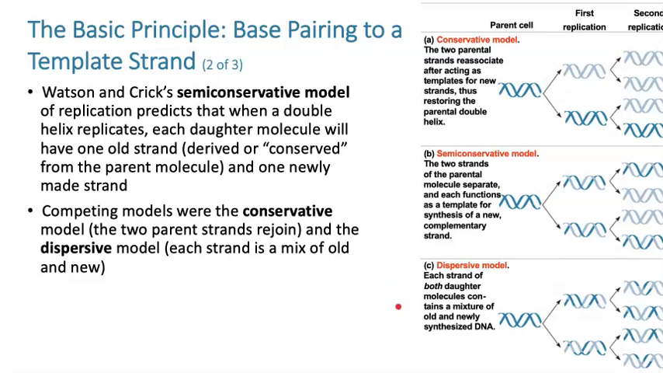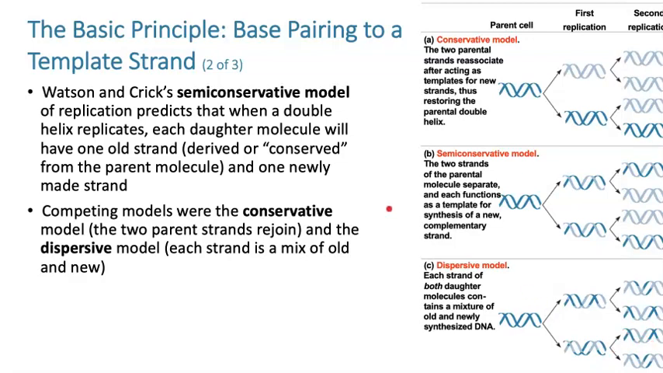There was another hypothesis that we call the dispersive model. And what this said is that each strand of both daughter molecules contain a little bit of daughter strand and a little bit of parent strand. So that's the dispersive model. A little bit of dark blue, a little bit of light blue here, same over here. And each time it goes through replication, they would disperse.